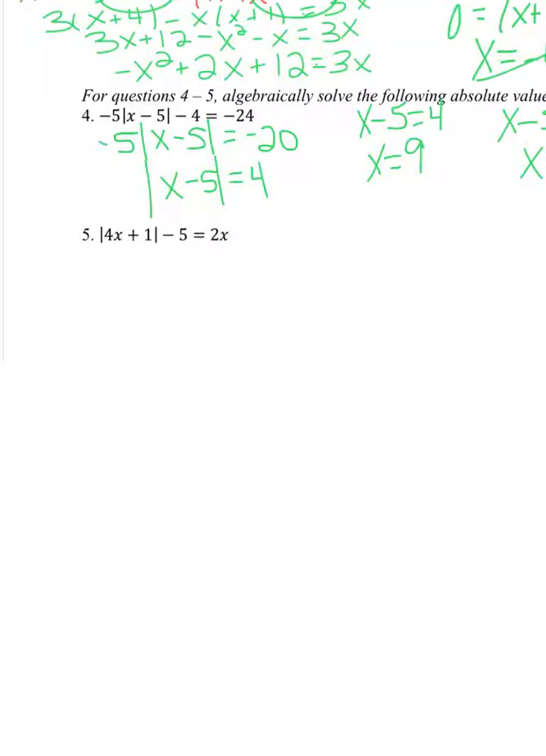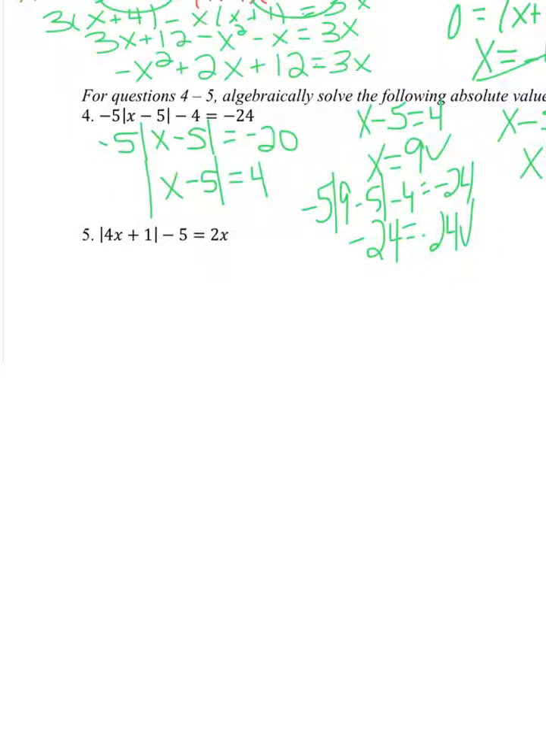So I plug these back in, and here I have negative 5, absolute value of 9 minus 5, minus 4 equals negative 24. I plug it in, and I get negative 24 equals negative 24. It works out. So this is a good answer. Same thing with 1. I do the same exact check over here. I just plug in 1, but I do end up getting that this works out as well.